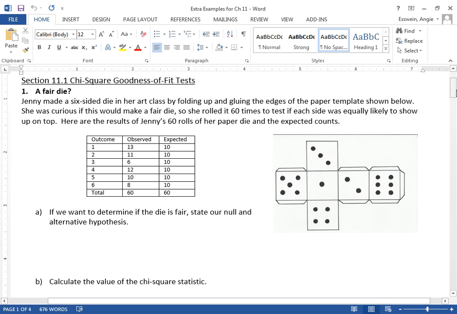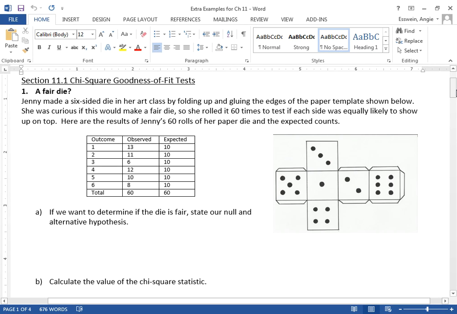What we would expect, if it's a fair die, is that all the proportions are the same. That's going to help us with our null hypothesis, which is the statement of no difference. They should be the same. We should expect 10 of each if we kept rolling 60 times.